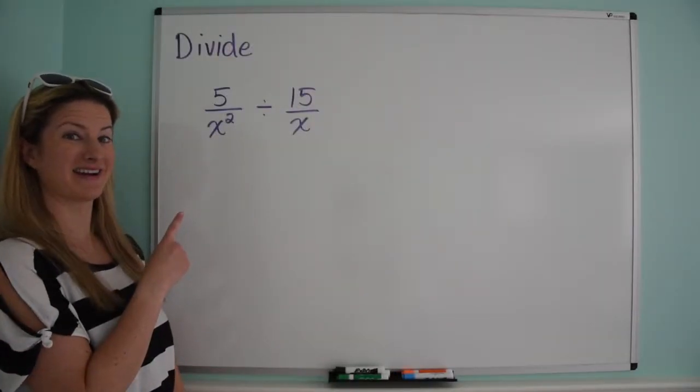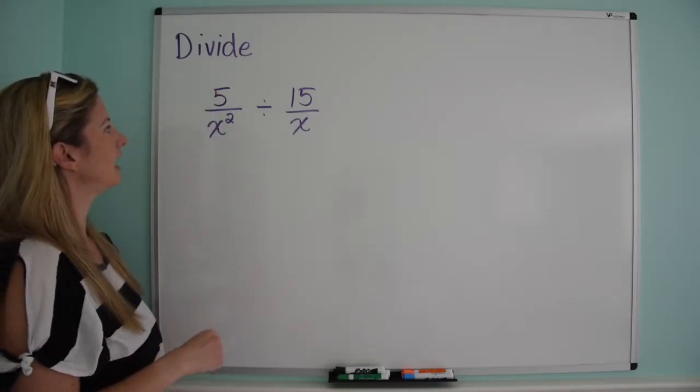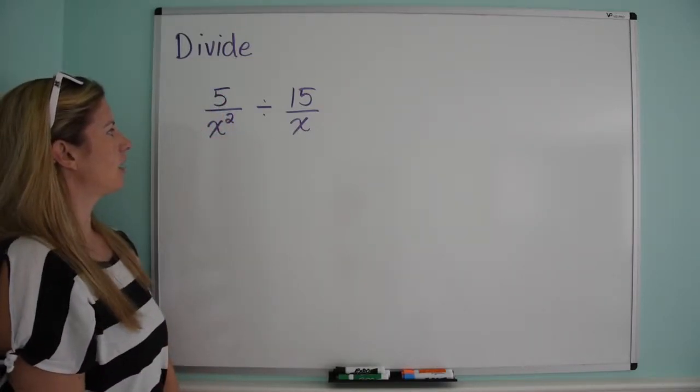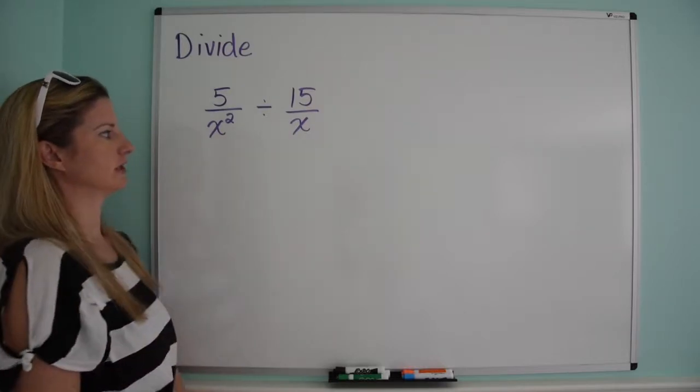Let's try this problem right here. So we are going to divide. So we've got 5 over x squared divided by 15 over x.